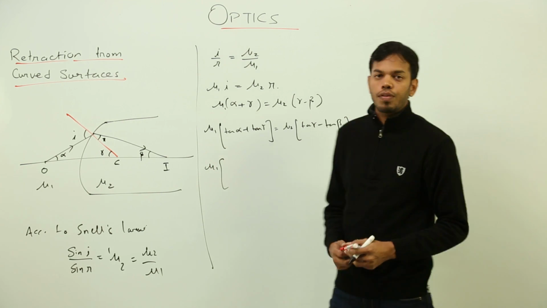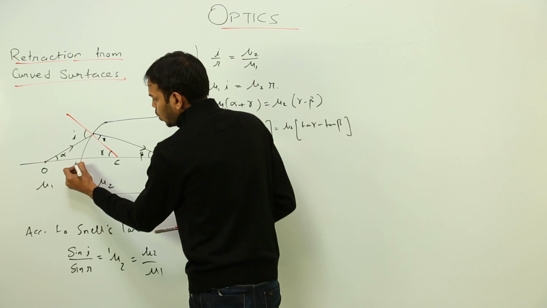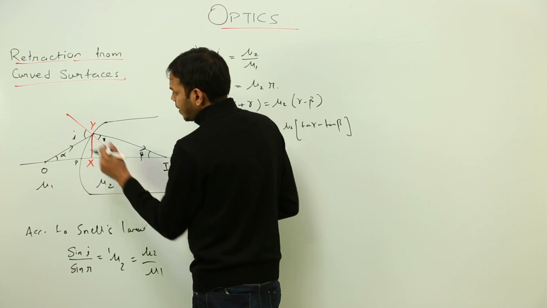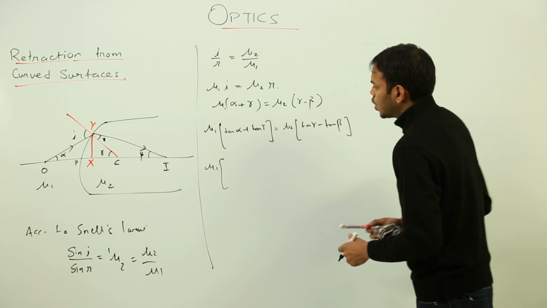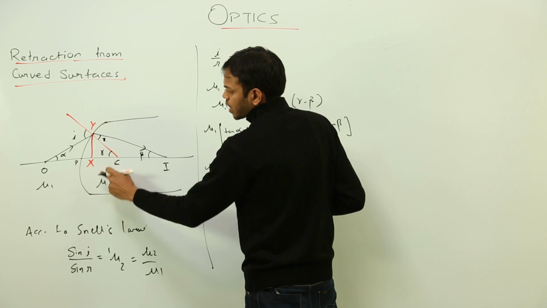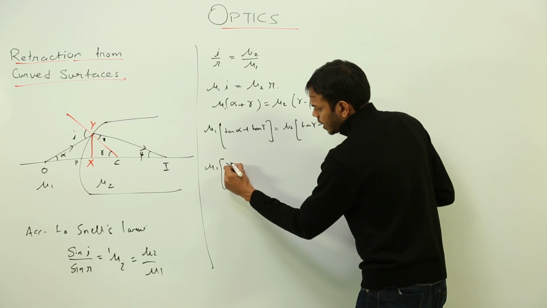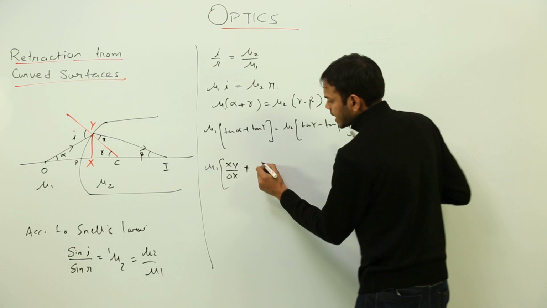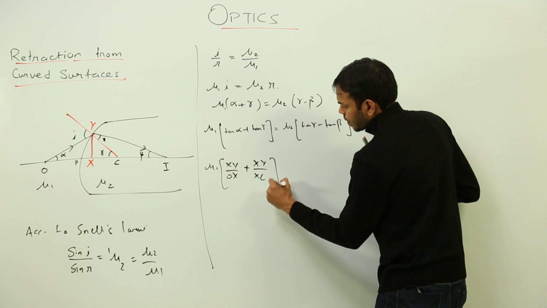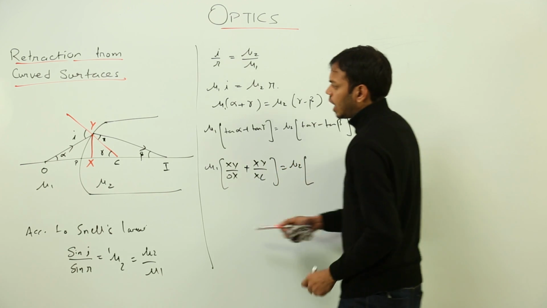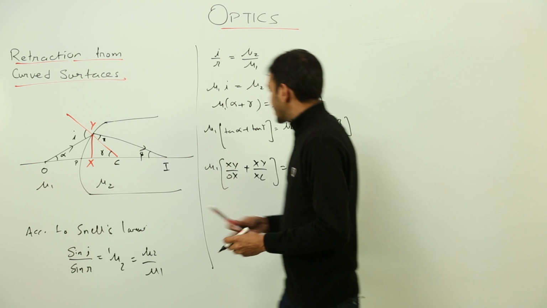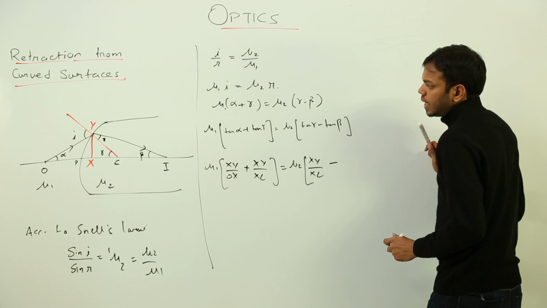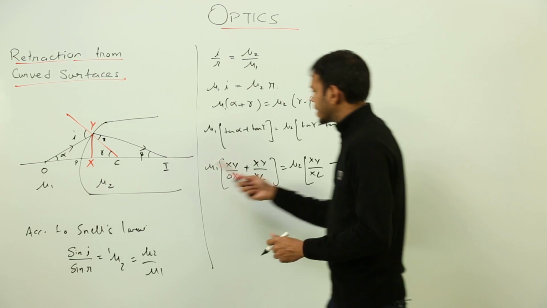Now, what is tan alpha? I have to write it in terms of height and base. This is the pole. I have to draw a height. Let us say this is the height xy. So instead of tan alpha, I can write xy upon ox, plus tan gamma, which is xy upon xc, is equal to mu 2 times tan gamma, again xy upon xc, minus tan beta. Tan beta is xy upon xi.